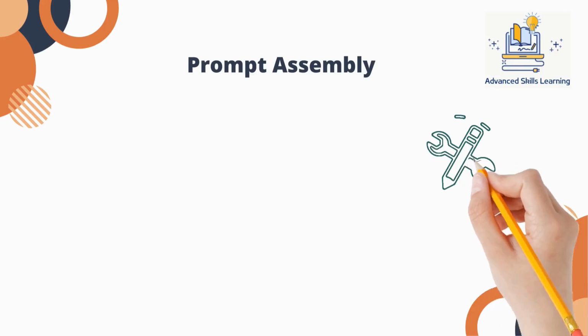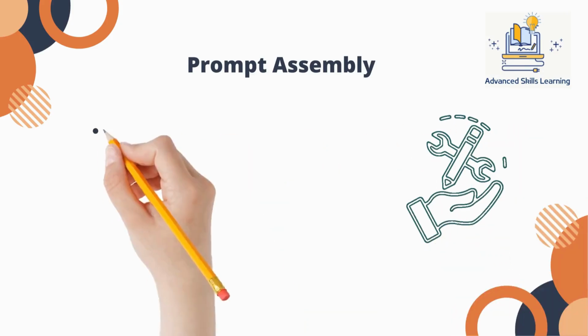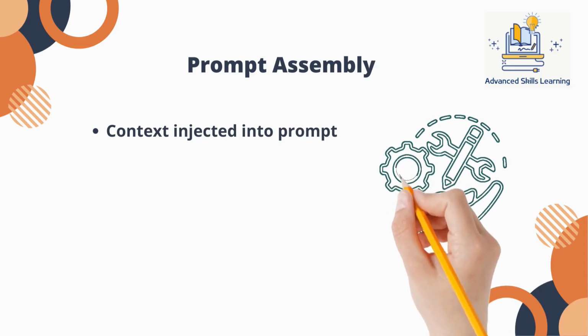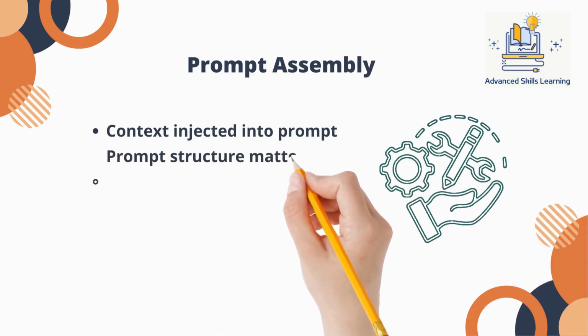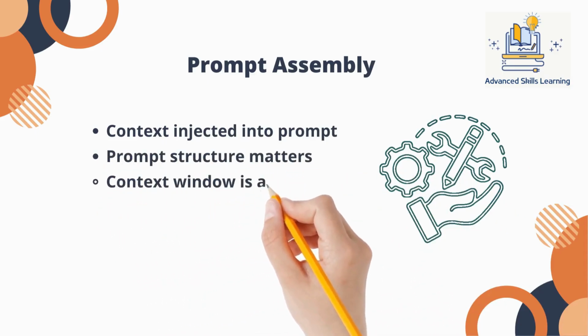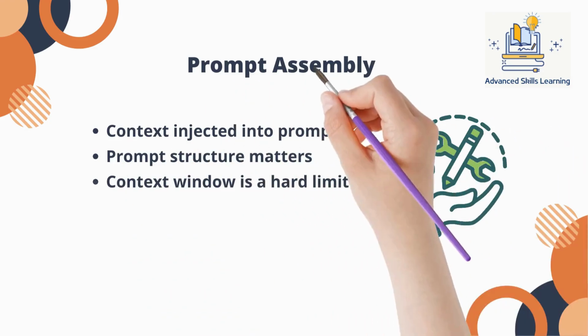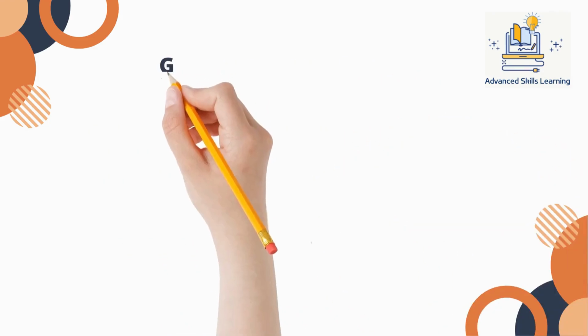The selected chunks are assembled into a structured prompt. This step determines how the LLM interprets the retrieved information. Prompt layout, ordering, instructions, and formatting all influence how the model reasons over context. Context windows are hard limits, forcing explicit trade-offs in what is included and what is dropped.